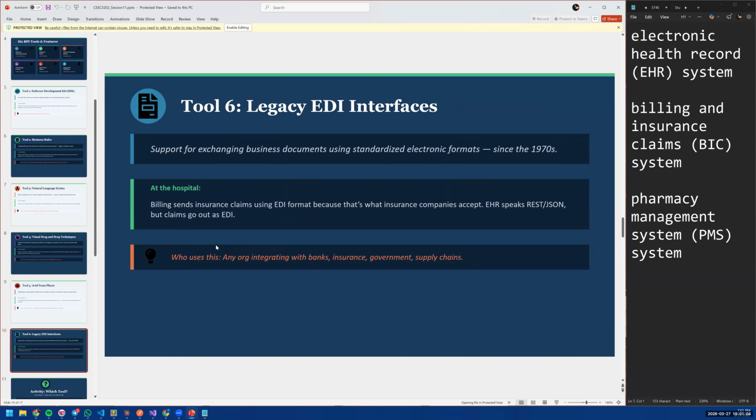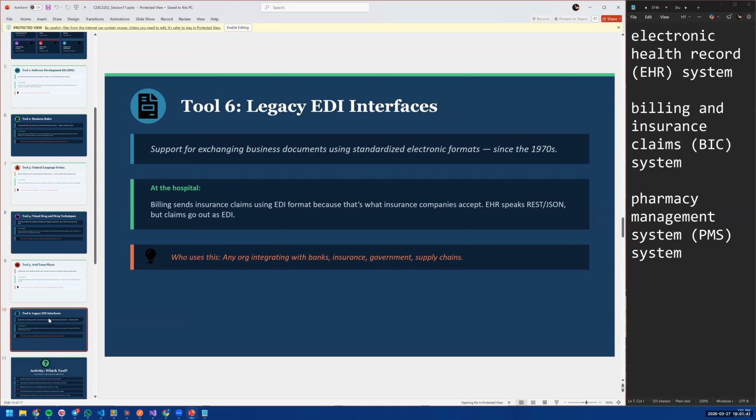Let's look at what it says for EDI. So EDI says that it supports exchanging business documents or data using a standardized electronic format. And it's been around since the 1970s. So anytime you have some system or some entity that needs to communicate in electronic or digital format, if they're still using that format, more than likely, you're going to have to conform to the EDI standard.